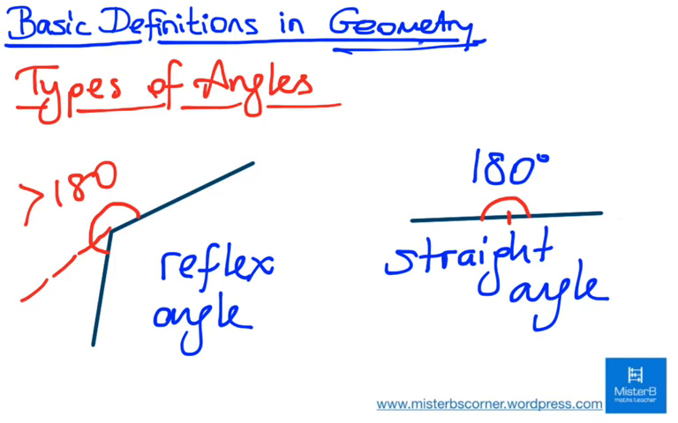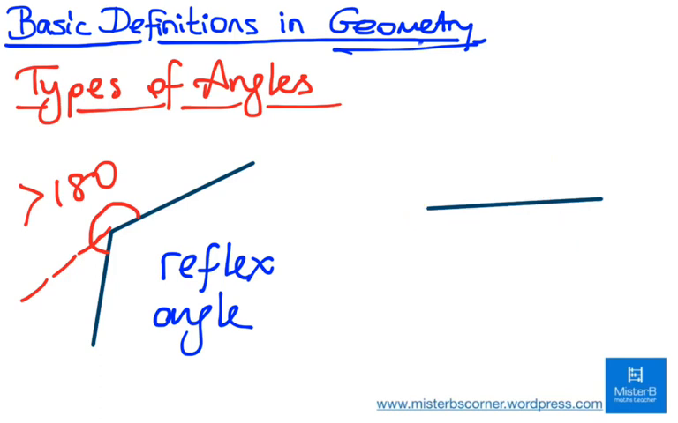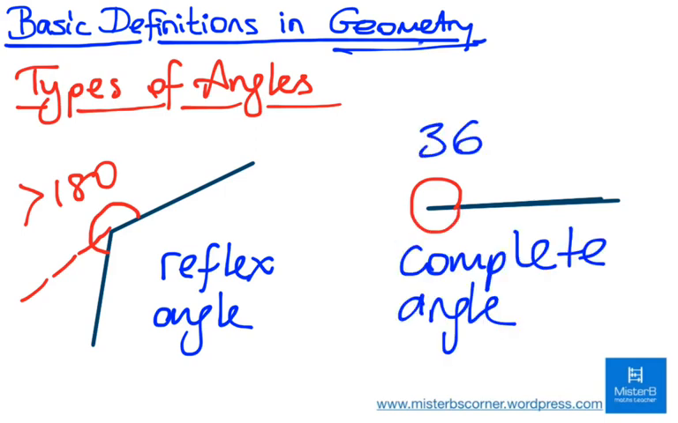And we also have an angle called, when they meet all together, a complete angle. Now this is 360 degrees. It's a full circle. So these are some basic definitions in geometry related to angles.